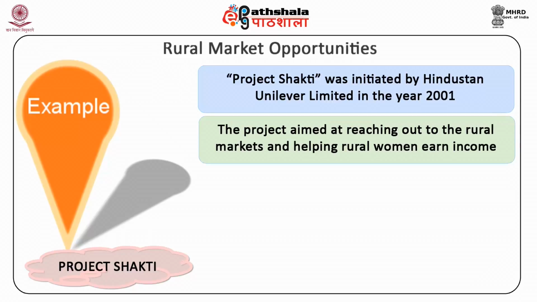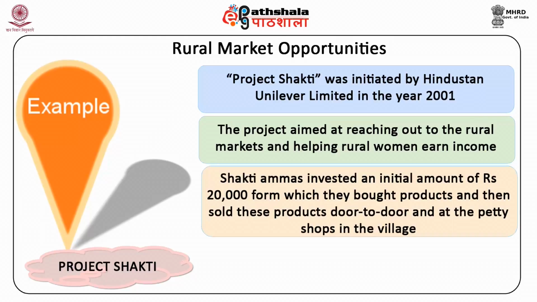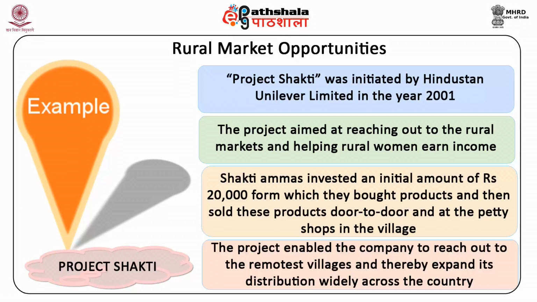The project aimed at reaching out to rural markets and helping rural women earn income. Under the project, the company executives, in consultation with the village panchayats and village head, recruited potential women as Shakti entrepreneurs, that is Shakti Amma, in the untapped villages. Such women from different villages were trained in distribution. Shakti Ammas invested an initial amount of rupees 20,000 from which they bought products and then sold these products door to door and at petty shops in the village. This helped the women to earn a 10% margin on the products sold. The project enabled the company to reach out to the remotest villages and thereby expand its distribution widely across the country.